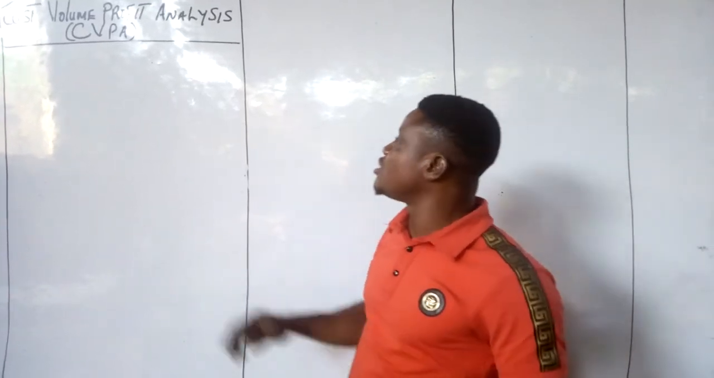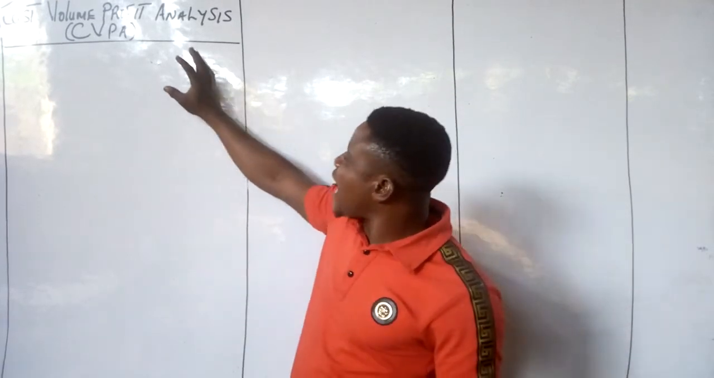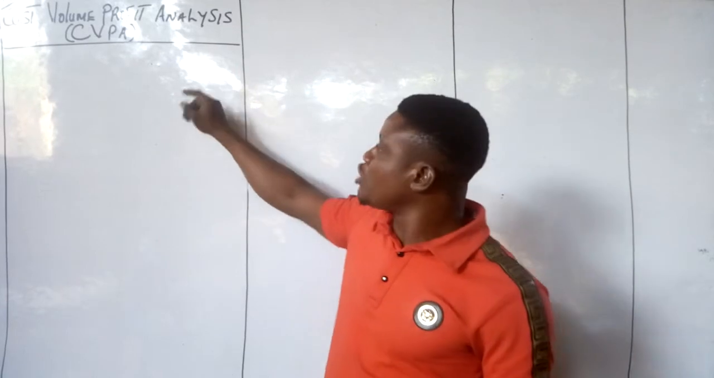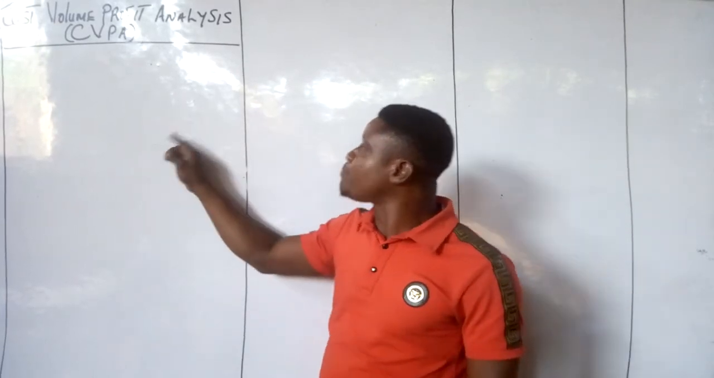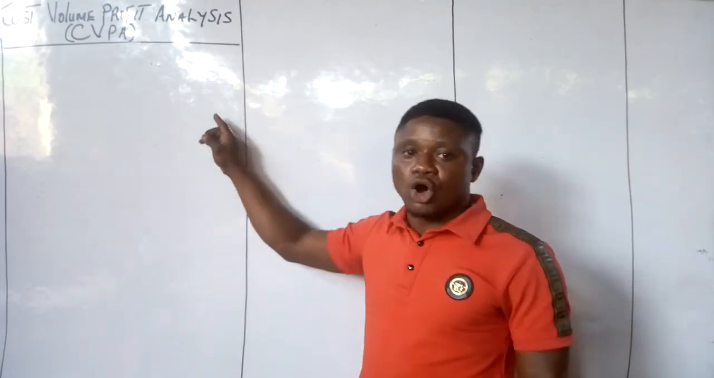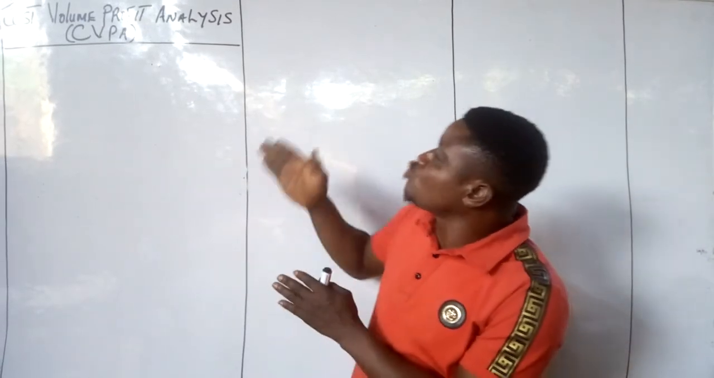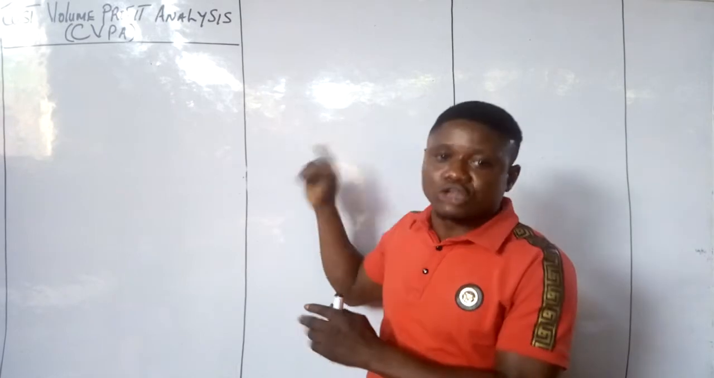So in that case, we'll be looking at the application of break-even points. The break-even point is the point where profit is neither made nor loss incurred. So in that case, it is the point where total revenue is equal to the total cost.